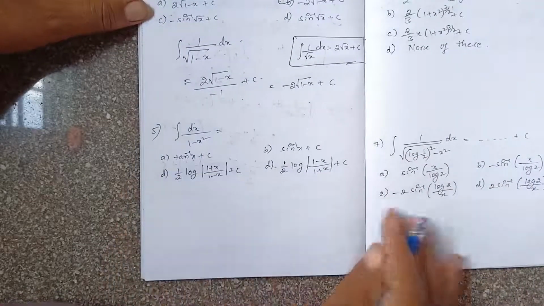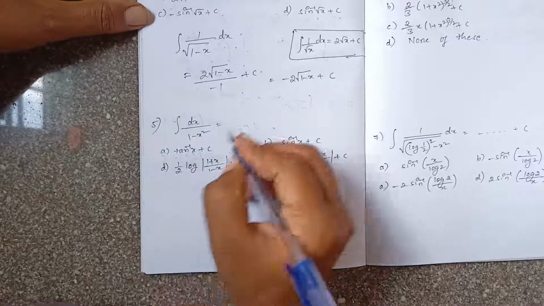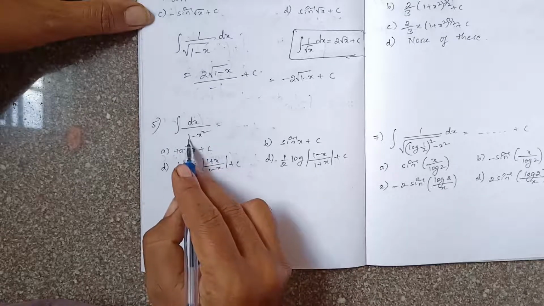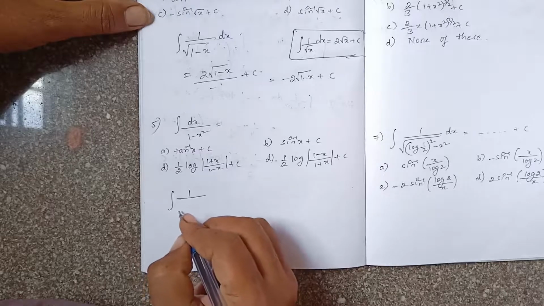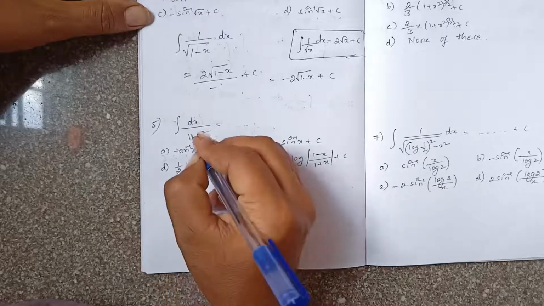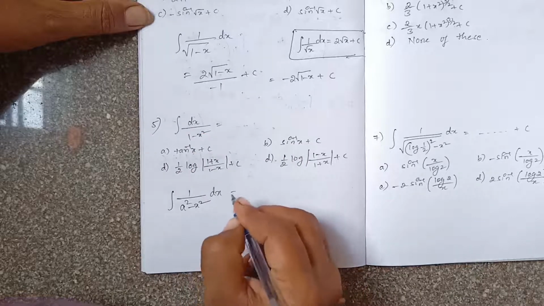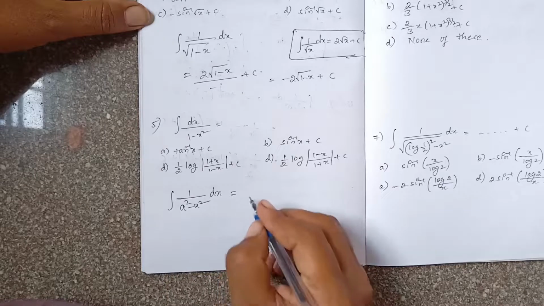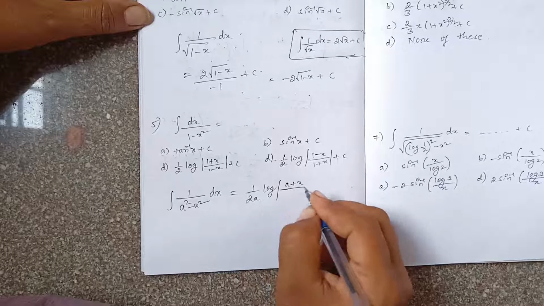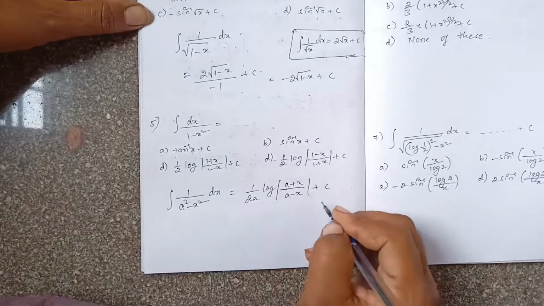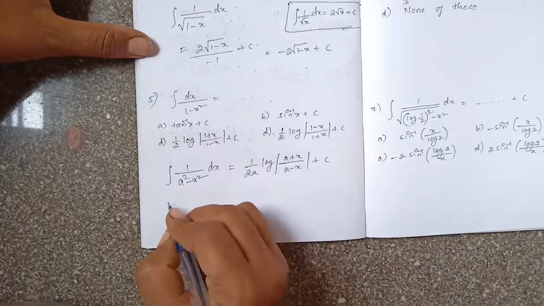Next, coming to question number 5. Question number 5 is the integration of 1 by 1 minus x square. It is in the form of integration of 1 by a square minus x square. 1 is there, you can write it as 1 square. What is its integral? Its integral is 1 by 2a into log of mod of a plus x by a minus x plus c.